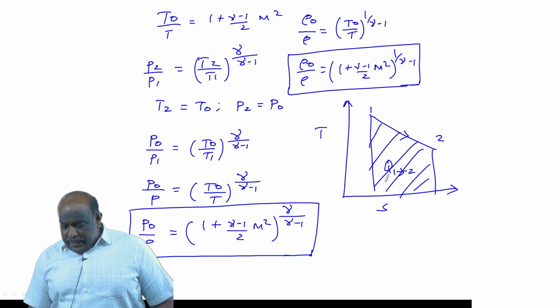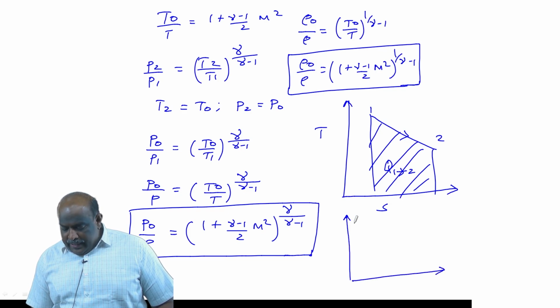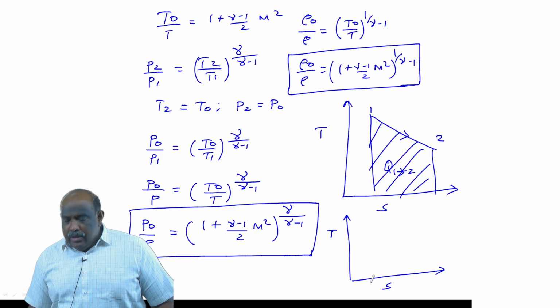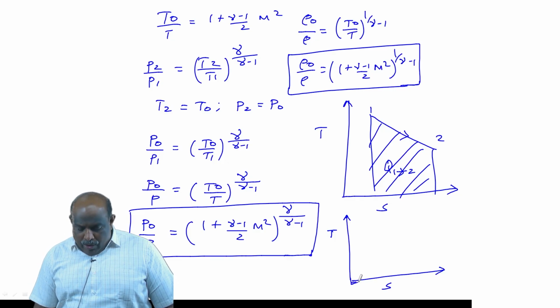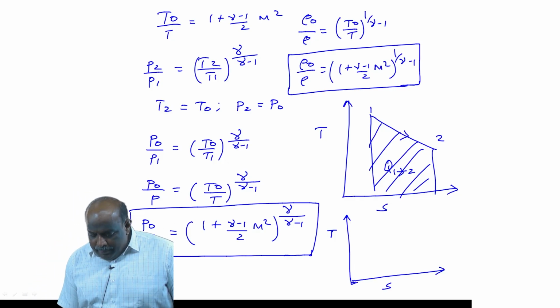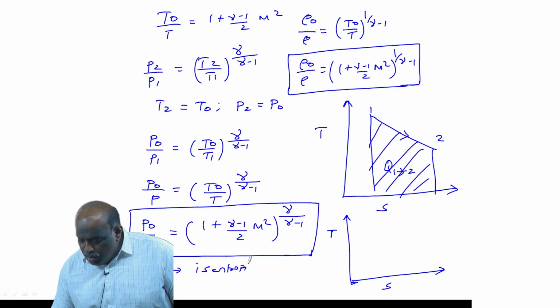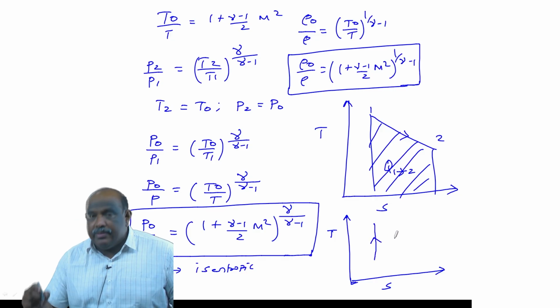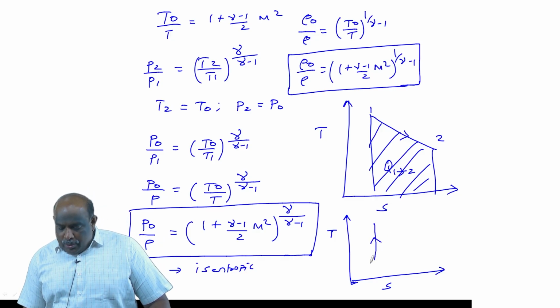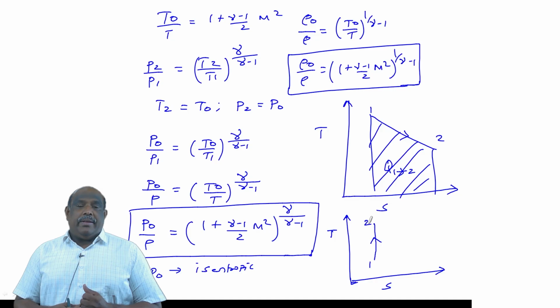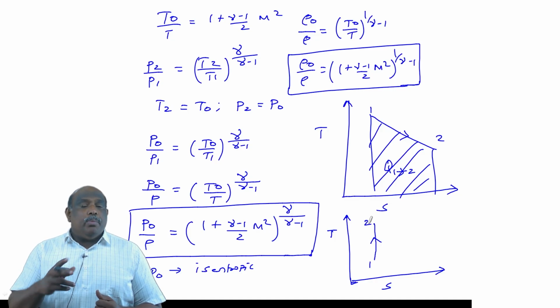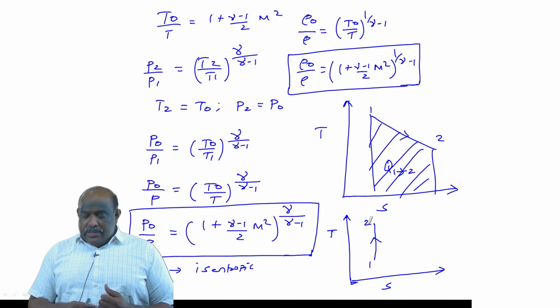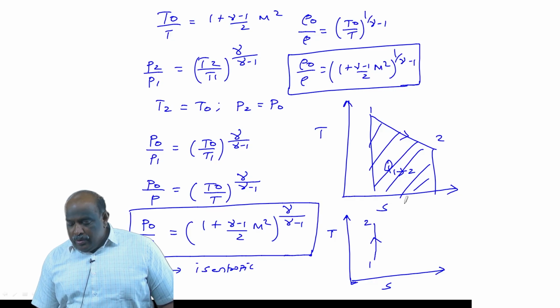Now, let me try to draw a diagram. The same TS diagram. Now, what is it for P naught? It should be isentropic. So, 1 to 2 is what? I will draw a vertical line. Please assume this is a vertical line. This 1 to 2 is isentropic. Why isentropic? The entropy remains the same. Entropy remains the same means S1 equal to S2.